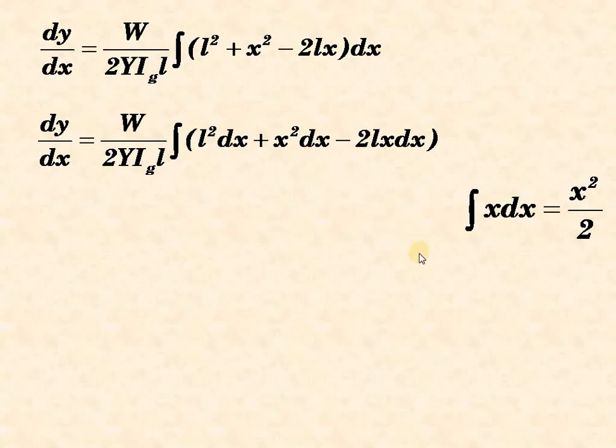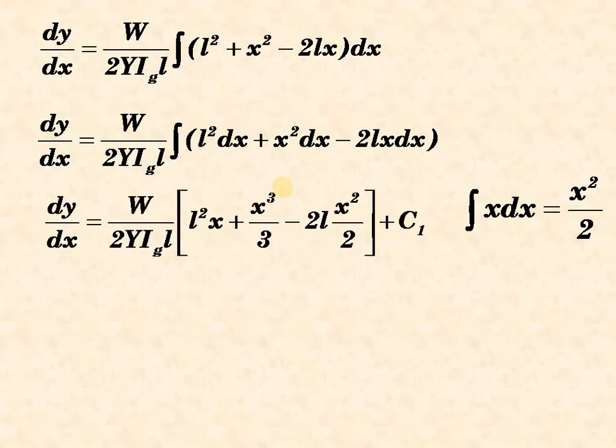Keep in mind that the integral of x dx is equal to simply x square by 2. This is a general formula we require in the course of time. So what we do, we first integrate L square dx, which gives L square x. Secondly, we have x square dx, which gives simply x cube by 3. And finally, we have minus 2Lx dx. 2L is a constant, you take it outside.